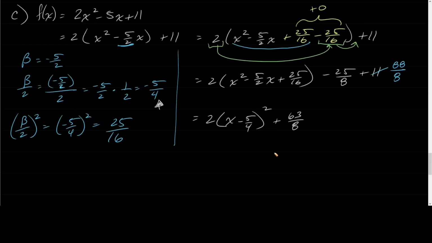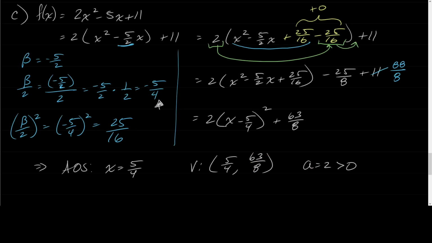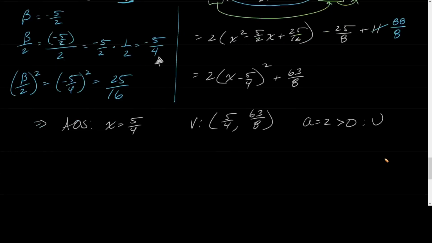So now, in here, what does this tell us now? What that tells us is that our axis of symmetry is the line x is equal to 5/4. Notice I'm just taking the 5/4 because now we do have it as minus. All right. Our vertex is the point 5/4 comma 63/8. And since our a is 2, well, that's greater than 0, so we're going to have a parabola facing upwards. All right. What else do we need?